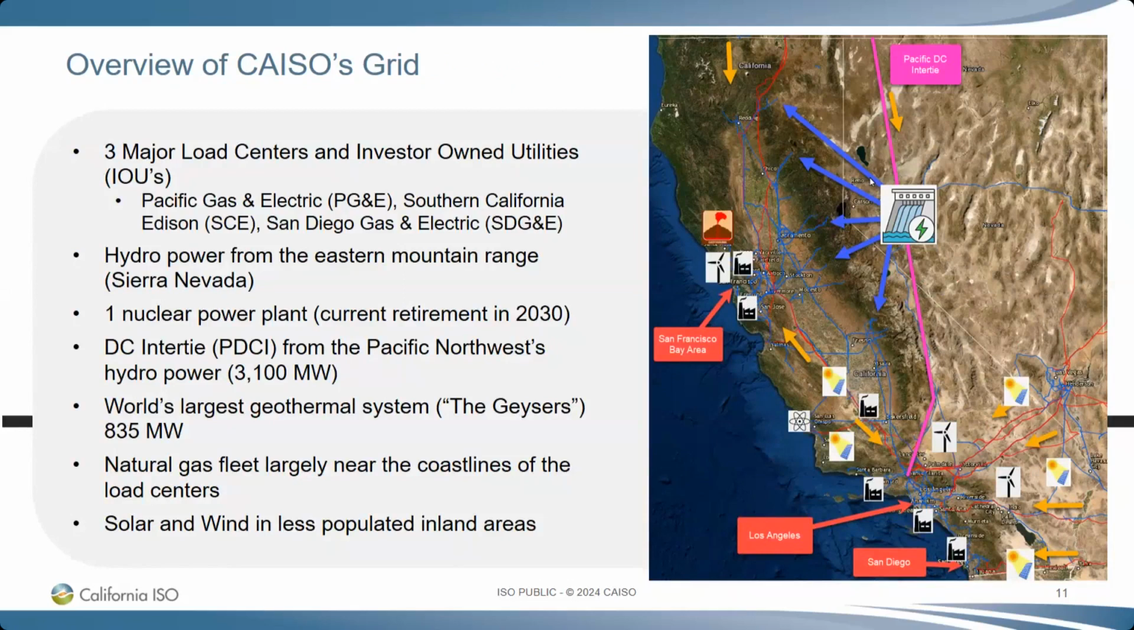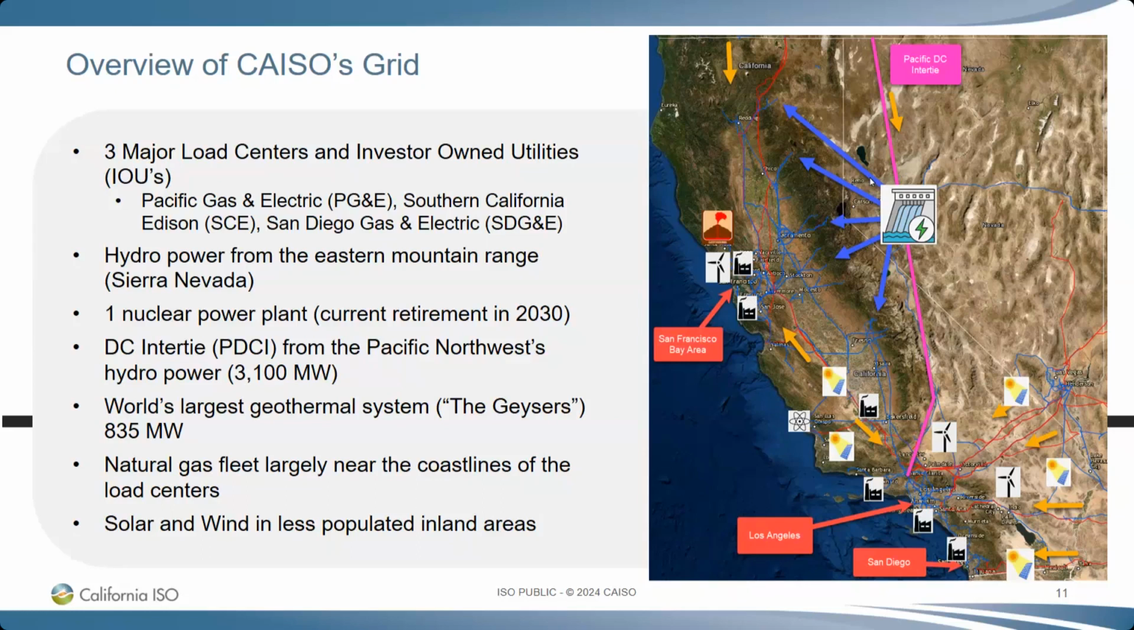So this is just some information to give you an idea of just the ISO grid. So that when we talk about the ISO BAA, which is a little different, the people that are in this operate in the day ahead and real time, but you get to see where our major areas are, the major load centers in San Francisco, Los Angeles, and San Diego areas. You can see that we're still hanging on to that one nuclear power plant. We've got a lot of hydro from the Sierra Nevada, the DC intertie, the geysers. So you can get an idea of the fleet of resources that we have.